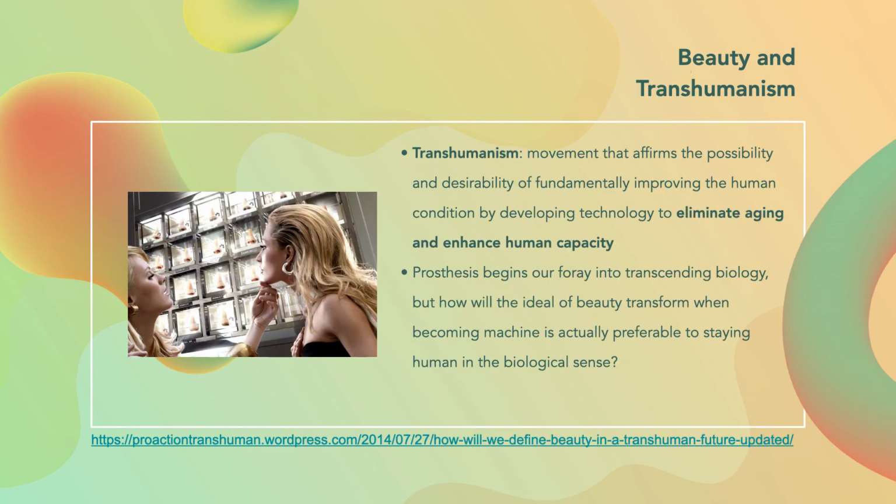So this brings me to a bit more of a nebulous topic, and that is transhumanism, which is the movement that affirms the possibility and desirability of fundamentally improving the human condition by developing technology to eliminate aging and enhance human capacity. So if we recall the TED Talk that we listened to at the beginning of the term in this class, we know that steps have already been taken to attempt to transcend biology. And this is in the form of prosthesis, so an artificial limb or organ. But it's important to note that these are more a replacement for faulty or broken biology as opposed to an alternative future where maybe becoming part machine is actually a more attractive option.